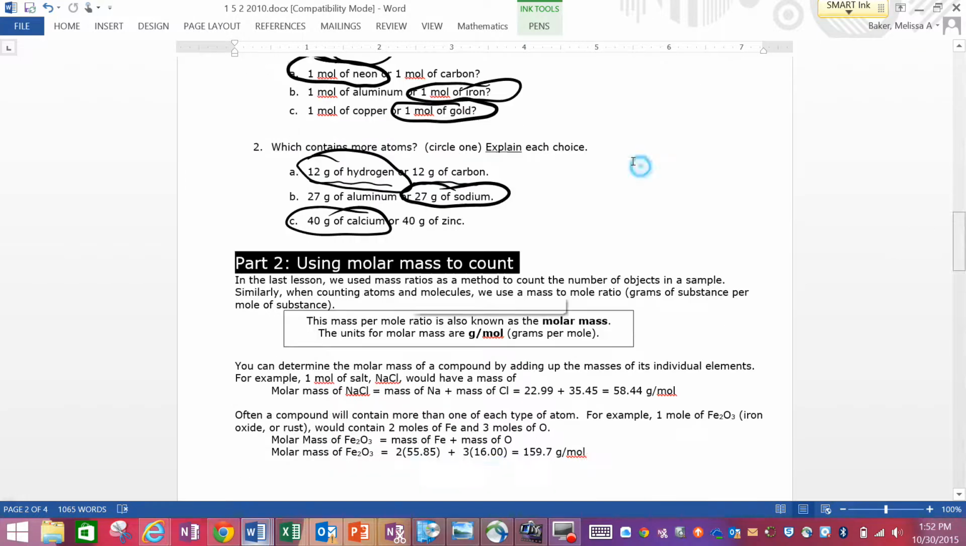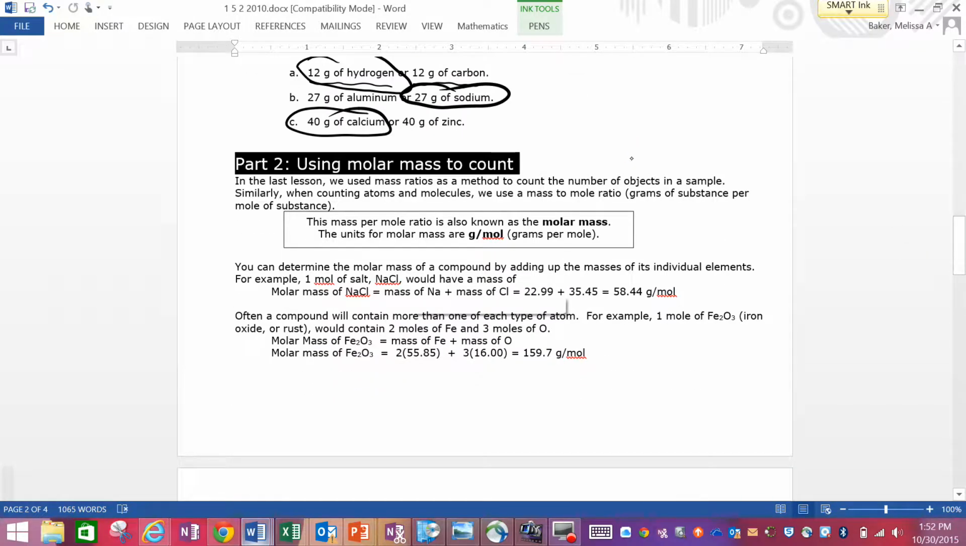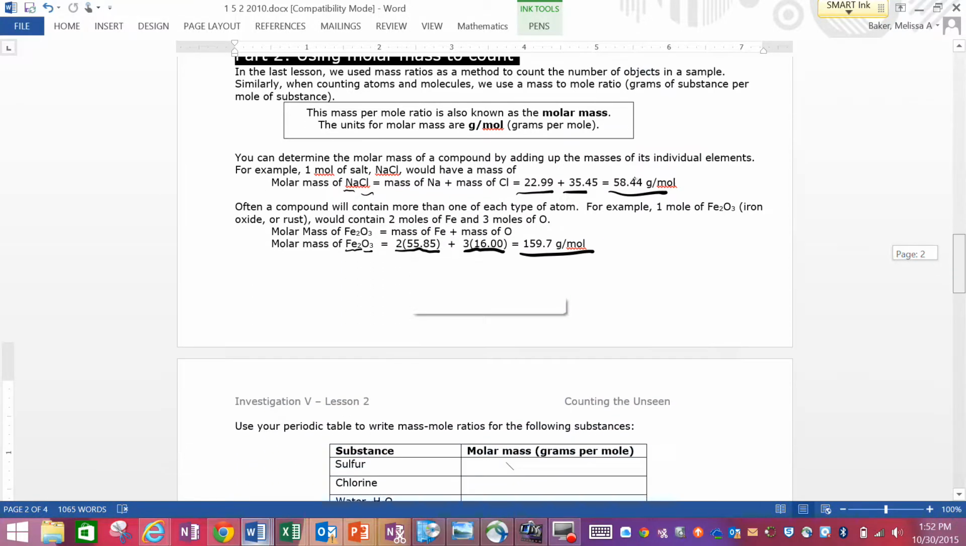Then we get into molar mass. What if you're not just talking about a mole of a single atom? What if you're talking about a mole of NaCl, for example? You have to add up their atomic masses to figure out how many grams a mole of that molecule would weigh. And sometimes, like Fe2O3, we need 2 times the mass of iron plus 3 times the mass of oxygen to get the grams per mole, the grams 1 mole of Fe2O3 molecules would weigh.